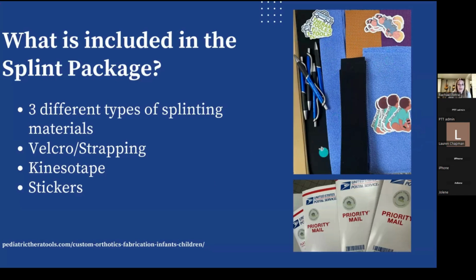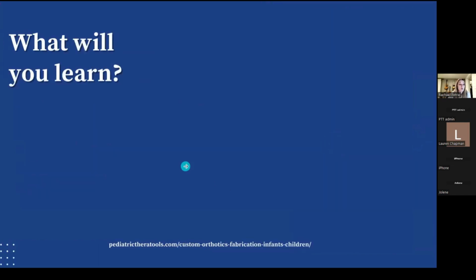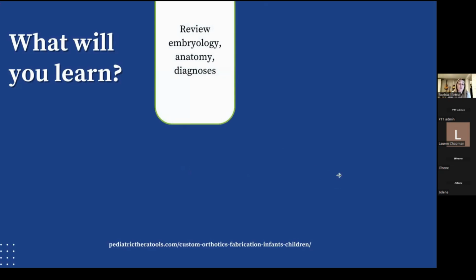And then what you will learn, so that's probably the most important question. We'll go through embryology, so how do limbs even form and what can go wrong? Why do you have 6 digits sometimes, that sort of thing. So we'll talk a lot about that. We'll do a real thorough anatomy review. We'll look at some different diagnoses that benefit from splinting.